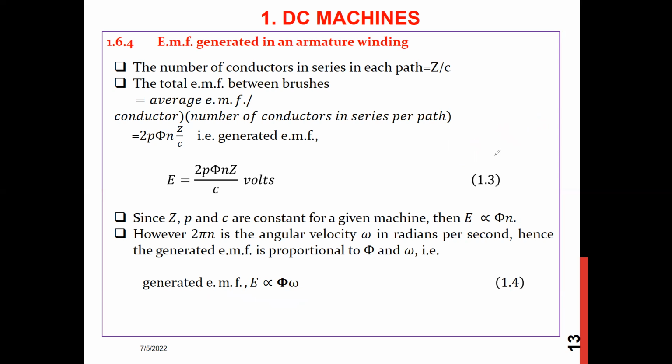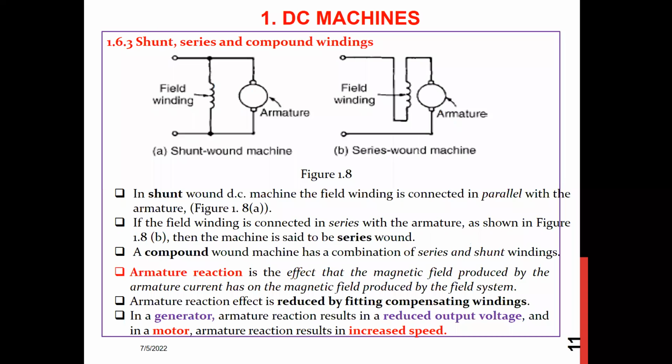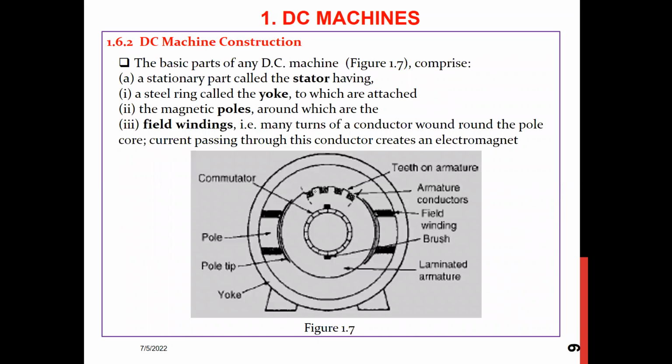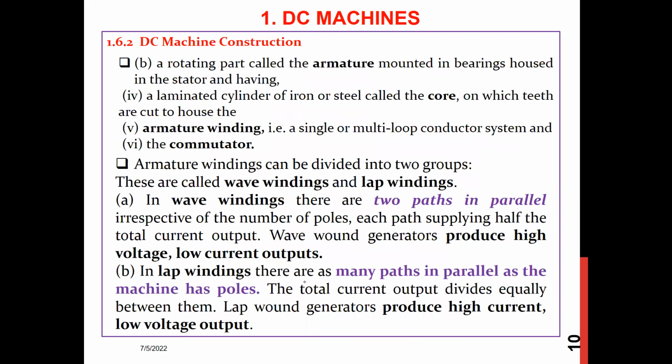So we have seen from our discussion today the parts of a DC machine, including the stator, which is the stationary part: the yoke, the magnetic poles, the field windings, the armature conductors, the brush, the commutator, the pole tips, and the pole core. And then we have a rotating part called the armature, mounted on the bearings, housed in the stator, and having a laminated cylinder, which is called the core.